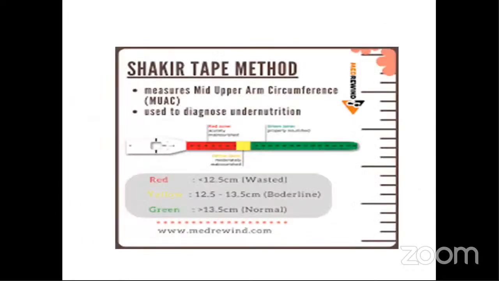Another one is the Shakir tape. This is also asked in exams. It is nothing but a color coded tape, also used for measuring the mid upper arm circumference. The only thing is it is easy to measure. You have 3 color zones. If the child's mid upper arm circumference falls in the green zone, then it is normal, that means it is more than 13.5 centimeter. When it is between 12.5 to 13.5, it is borderline and falls in the yellow zone. The red one is the danger one, where the mid upper arm circumference is less than 12.5 centimeter, which means wasting is present in the child. So this is an easy method.